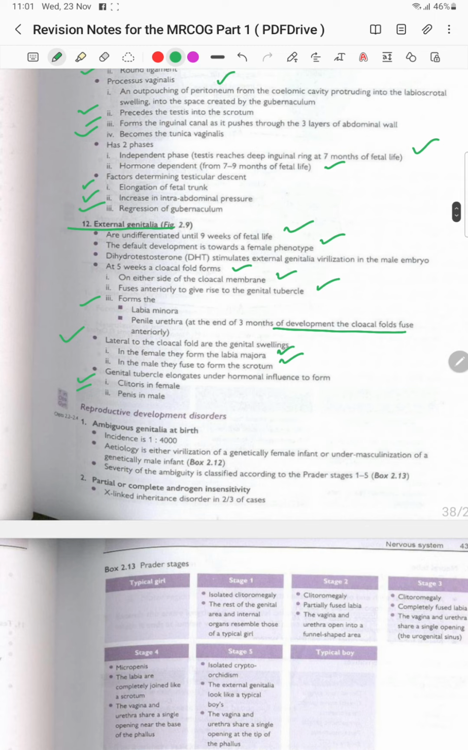Reproductive development disorders: ambiguous genitalia at birth has an incidence of 1 in 4,000, and the etiology is either virilization of genetically female infants or undermasculinization of genetically male infants. The severity of the ambiguity is classified according to the Prader stages 1 to 5, and there is partial or complete androgen insensitivity. X-linked inheritance disorder is two-thirds of the cases.